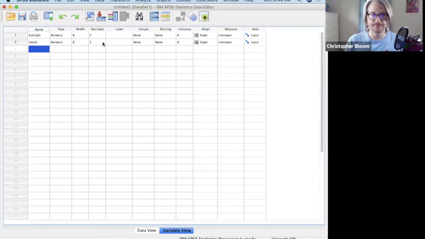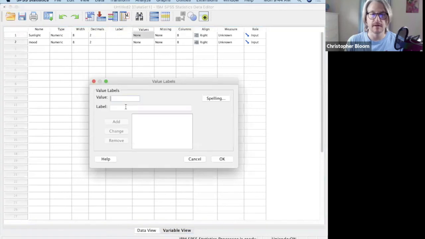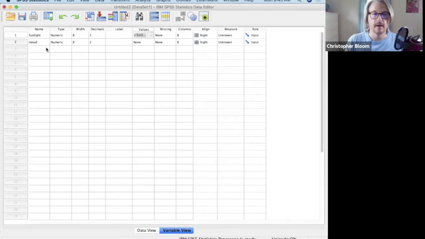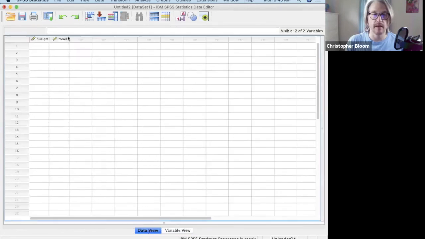Sunlight is our independent variable, so we need values. Click on this button here, and we're going to say that low amounts, low sun, oh, excuse me, I'm doing this wrong. The value is 1, and that will represent low sun. And then 2 will be high sun. I accidentally hit Siri. Add that, click OK. And then mood is going to be our DV. Okay, so we click back over here and we'll see sunlight and mood.